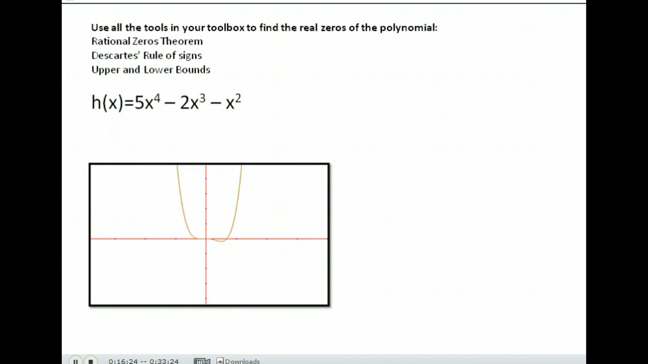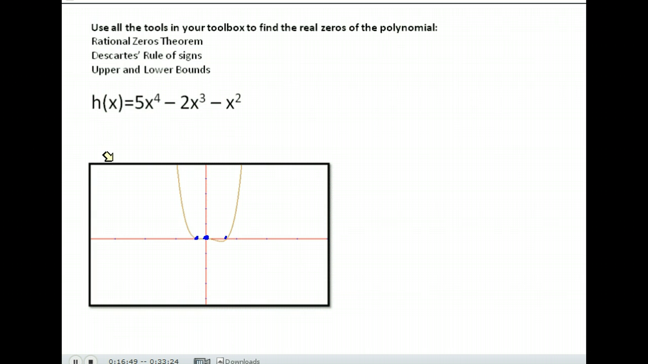All right, next question. Again, we're asked to find the zeros of this function, and so I graphed it, and here's my graph. I look for places it crosses, and I notice it crosses here, maybe somewhere around here, and then it crosses here.